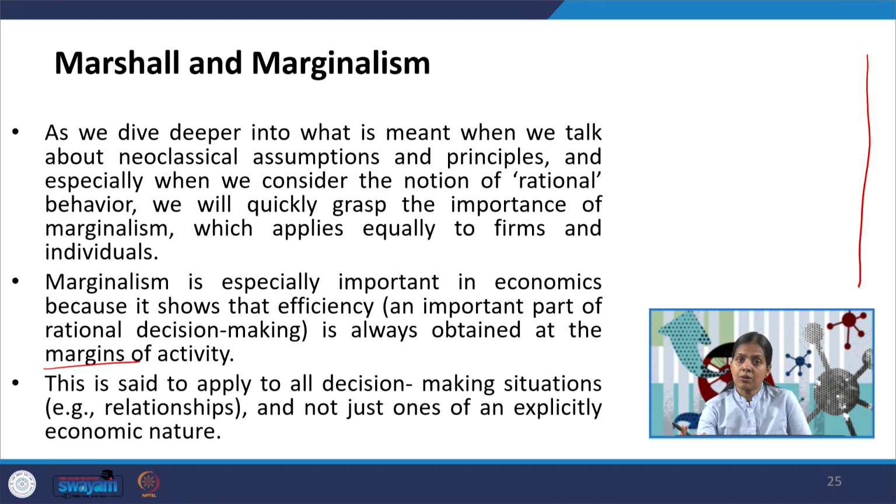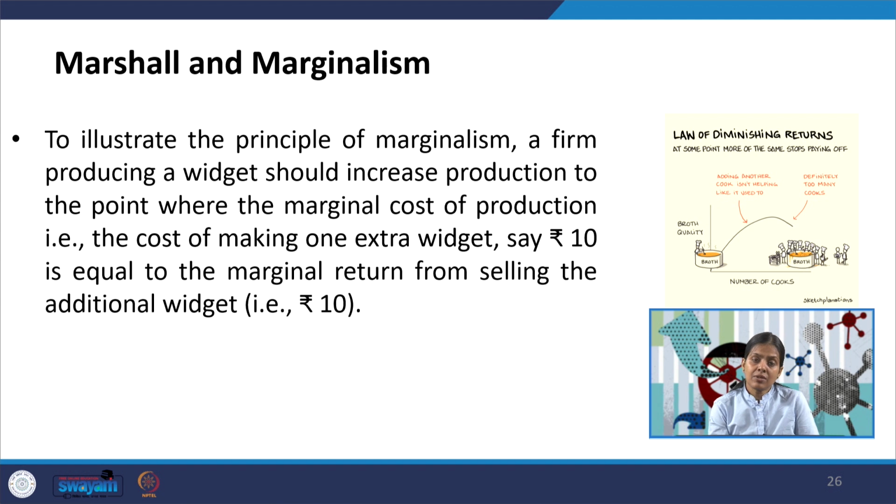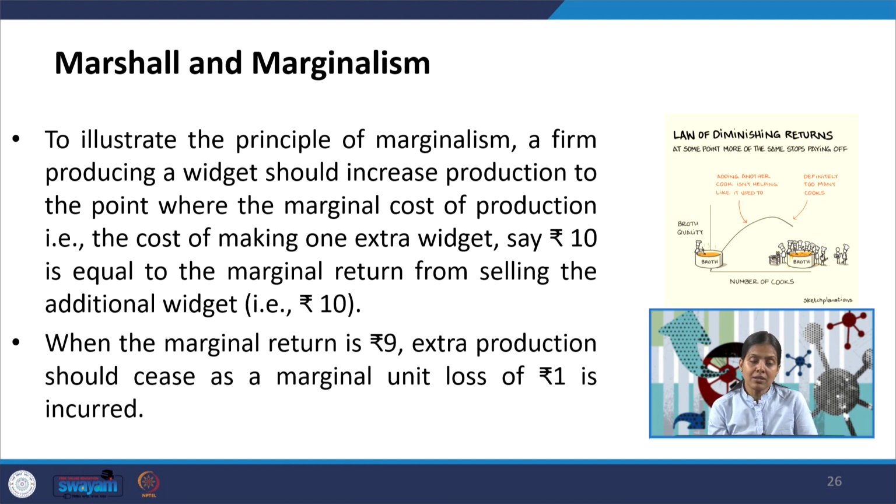This is said to apply to all decision making situations, for example, relationships, and not just ones of an explicit economic nature. To illustrate the principle of marginalism, a firm producing a widget should increase production to the point where the marginal cost of production, that is the cost of making one extra widget, say 10 rupees, is equal to the marginal return from selling the additional widget, that is 10 rupees. When the marginal return is 9 rupees, extra production should cease as a marginal unit loss of 1 rupee is incurred. So, basically at the end, marginal cost should be equal to marginal revenue.